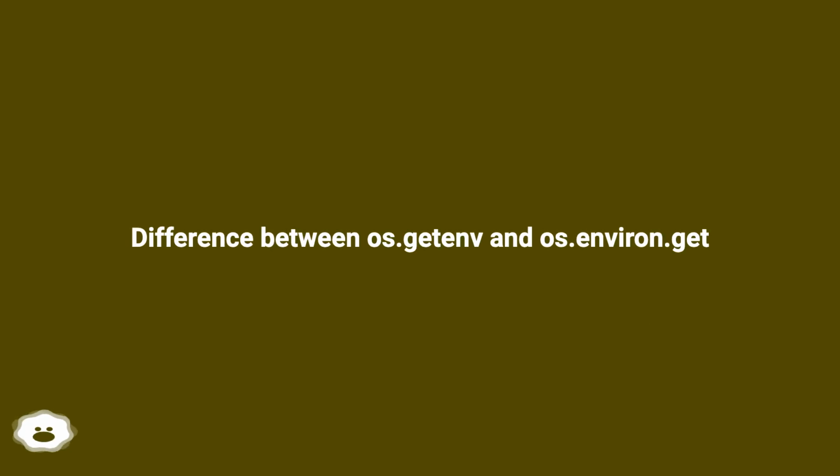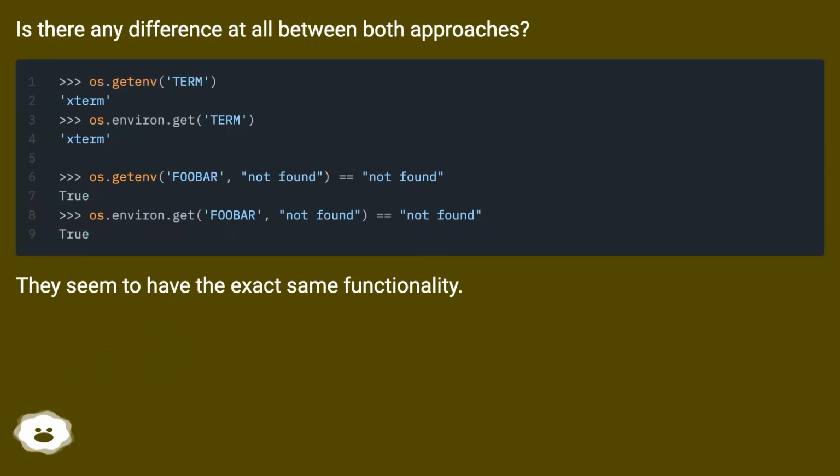Difference between os.getenv and os.environ.get. Is there any difference at all between both approaches? They seem to have the exact same functionality.